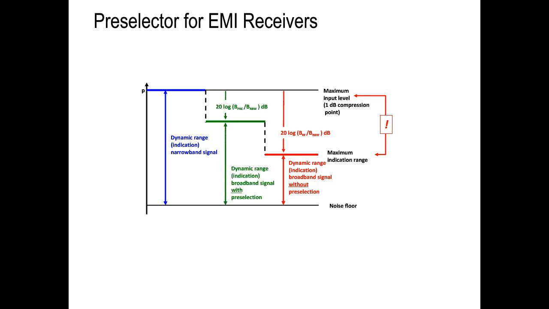So now you're going to limit that bandwidth of that constant spectral density hitting the mixer, and you're going to increase the dynamic range of the measurement by the ratio of the pre-selector to the RF. So that pre-selector increases your dynamic range. And let's just put some real-world numbers on it.